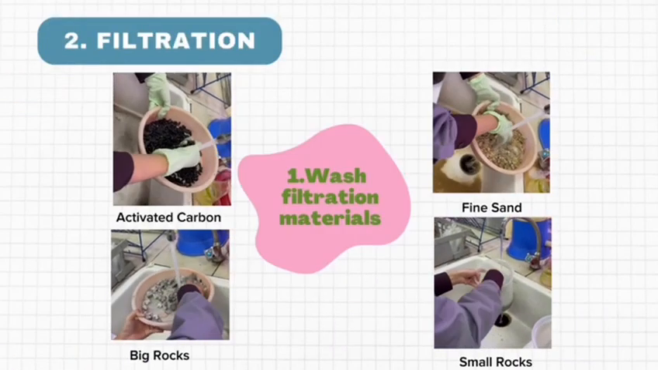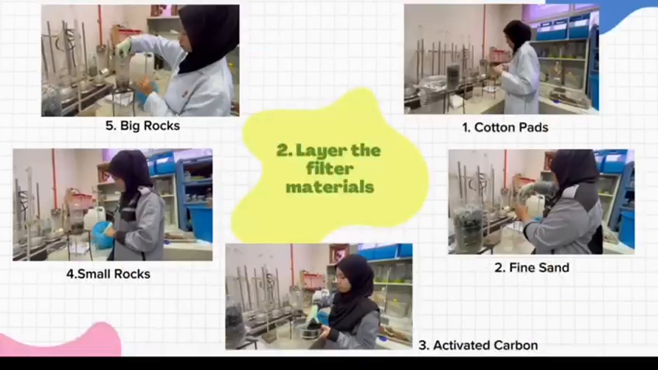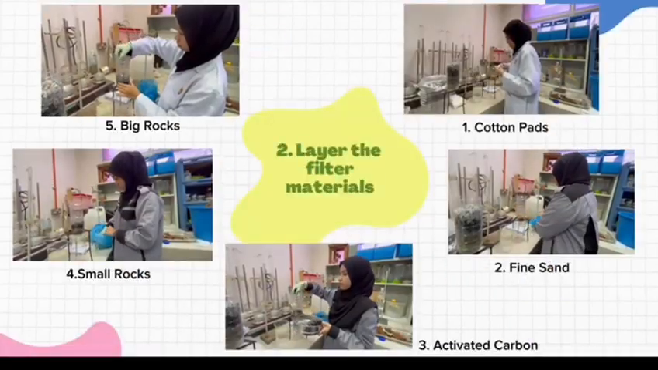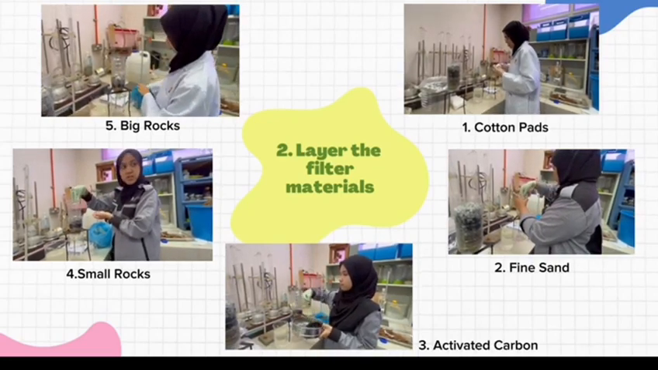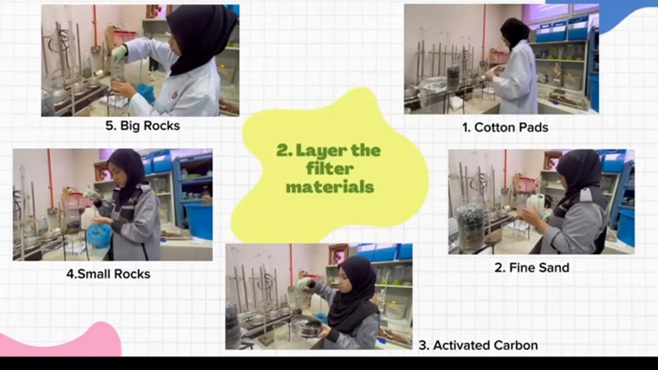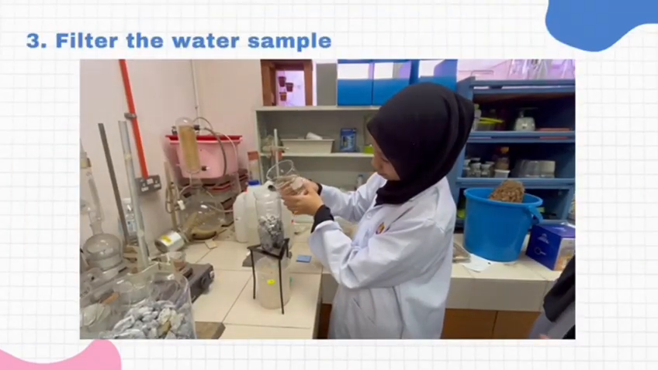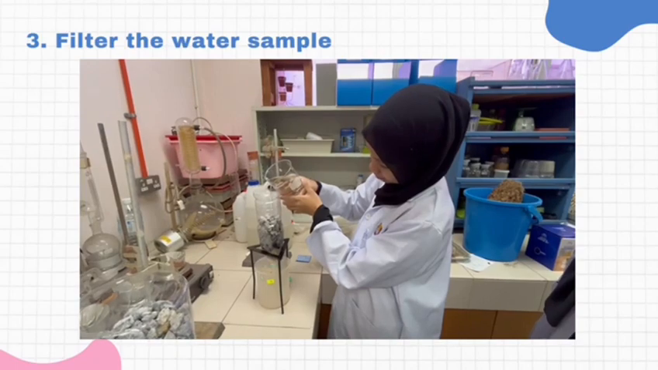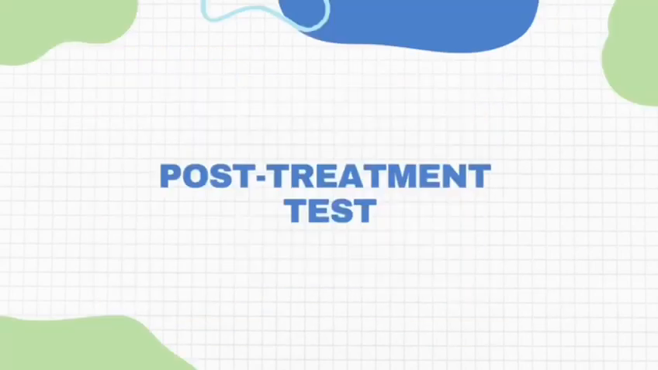For filtration, firstly we wash all the filtration material. Next, we layer all the filtration material, start with the cotton pads, then we layer it with fine sand, activated charcoal, small rock and big rock in the right order. Lastly, when the filter is ready, we pour the water sample into the filter until we got the filtered water.